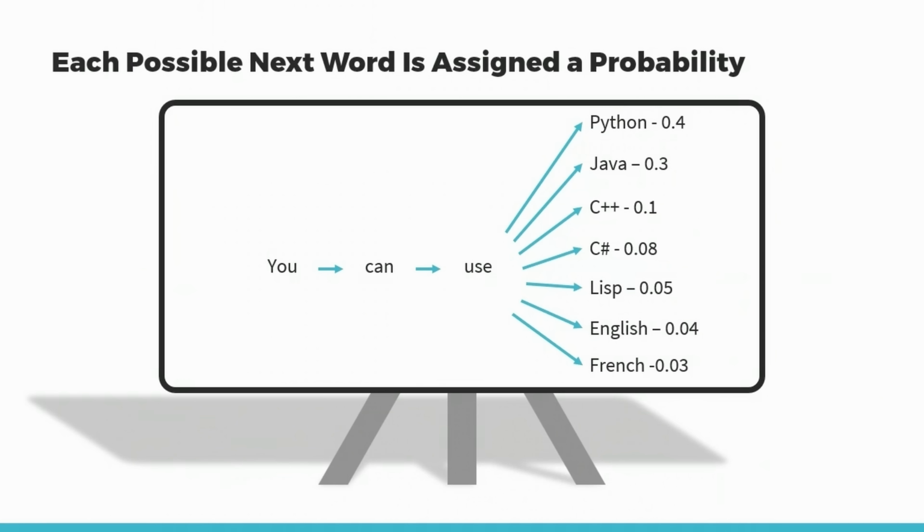Each of these words is associated with a probability score. So when the model looks at all possible next words, it knows that there are probabilities associated with each possible next word given the current context. So maybe given the current context, Python has a probability of 0.4 or 40%. Java has a probability of 0.3 or 30%, C++ 0.1, 10%, C# is 0.08 or 8%, Lisp 5%, English 4%, and French is 3%. All of these probabilities add up to 1.